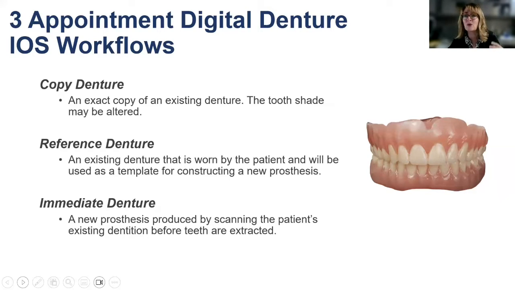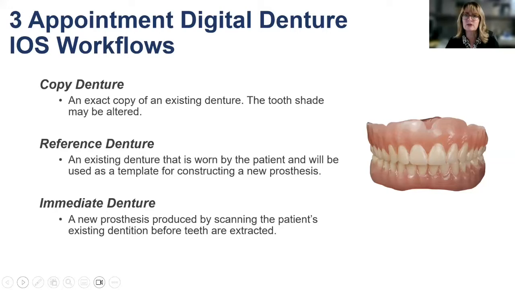A copy denture really truly is that. It's an exact copy of the denture that the patient would walk into your office with. We can alter the shade of the tooth, but really that's about it, maybe a little bit with a midline. Every case truly is patient specific, and not only patient specific, but dependent on the quality of the scan that you're able to provide to the laboratory. So a copy denture is a copy.